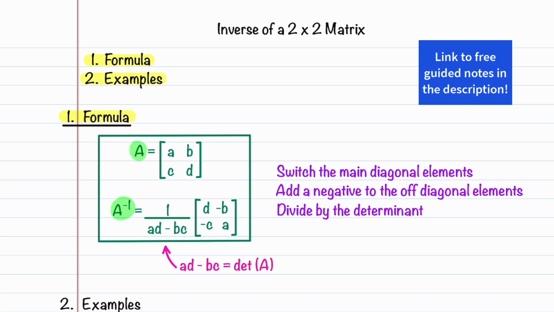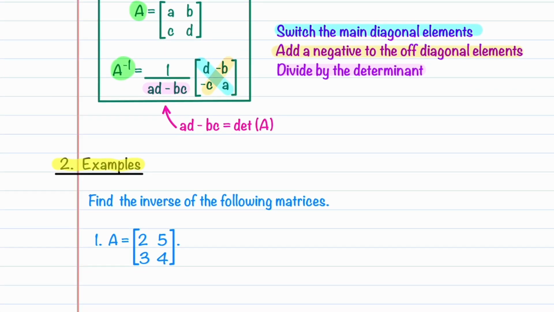The first thing that you're going to do is switch the main diagonal elements. That's these right here. You just flip them. Then what you're going to do is add a negative to what I call the off diagonal elements. That's these entries right here. They stay in the same place, you just add a negative to them. And then the last thing you're going to do is divide by the determinant. The determinant of matrix A is just AD minus BC.